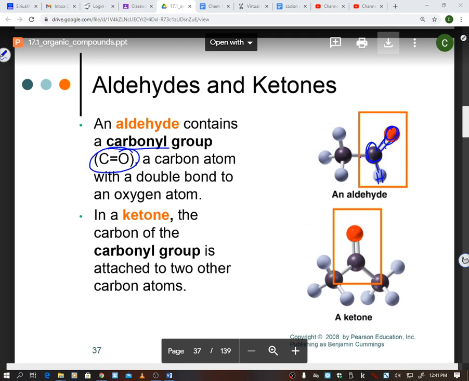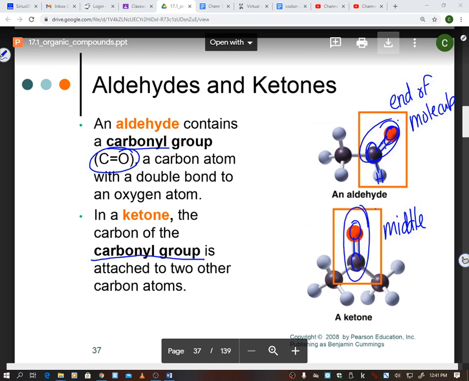Now look, a ketone also has a carbonyl group. So here is a carbon with a double bonded oxygen. It looks very similar to this. The difference is this is on the end of the molecule, and this one is in the middle. So if this CO is on the end, then it is an aldehyde. If it is in the middle, it is a ketone.